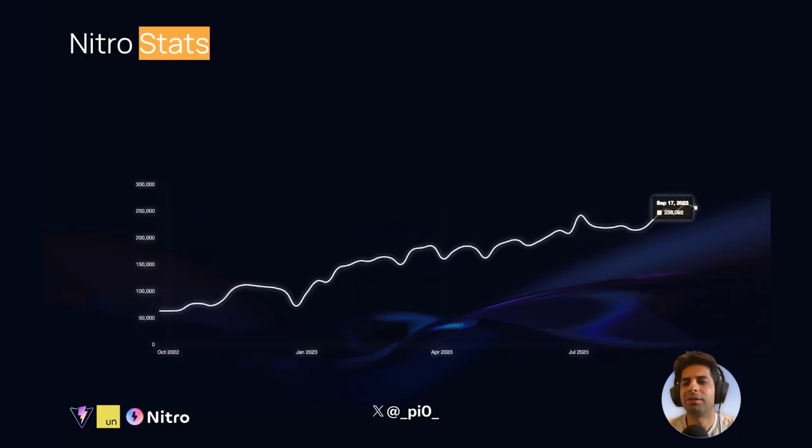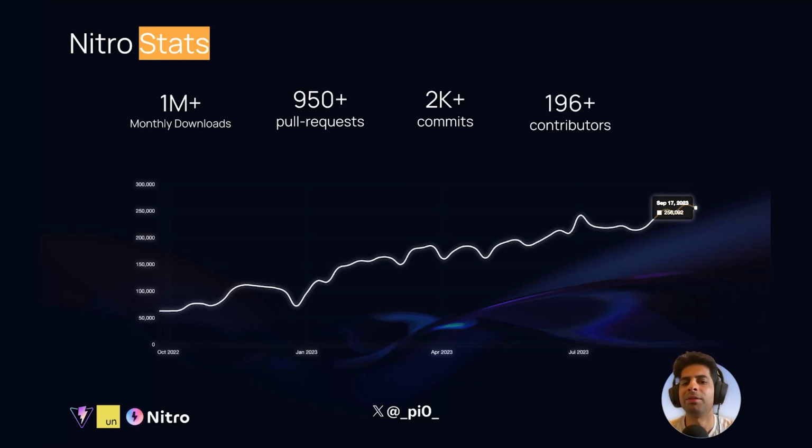Since we open sourced Nitro as part of Nuxt, extracted, one year has passed, and we have over 1 million monthly downloads now. Thanks to all contributors who have made more than 900 pull requests and more than 2,000 commits coming from 190 contributors, which is amazing. And I'm super proud of the community that is willing to improve one single code base that benefits everyone, which is our main goal.